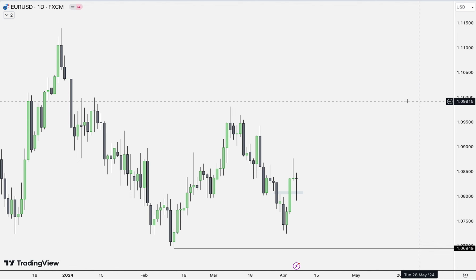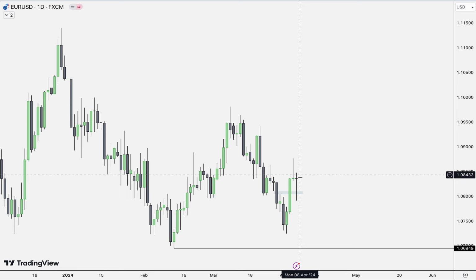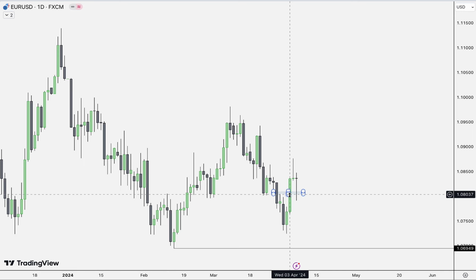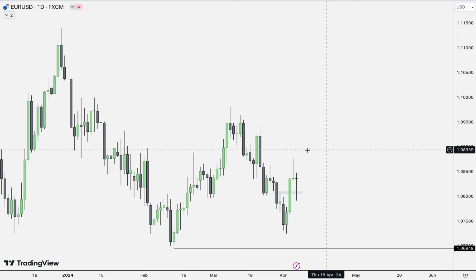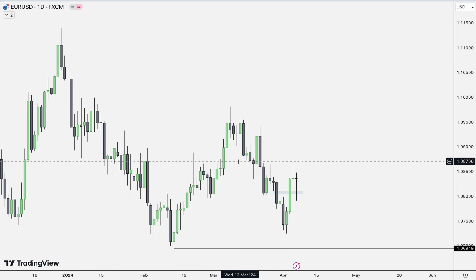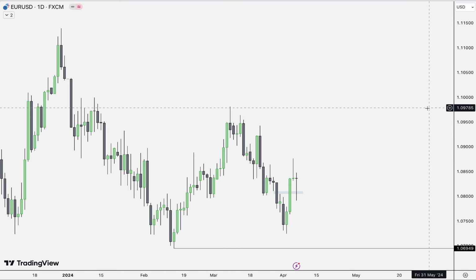So although we have that same gap and we closed above it, similar concepts apply. If we are to go higher, I would like to see price keep closing above this gap, but it's very uncertain. You know, there's a lot of zones for shorts, there's zones for buys. So euro dollar, I would be a little bit more careful.